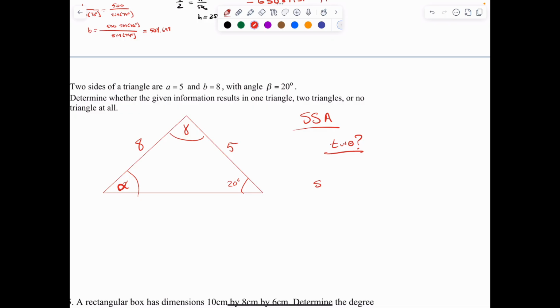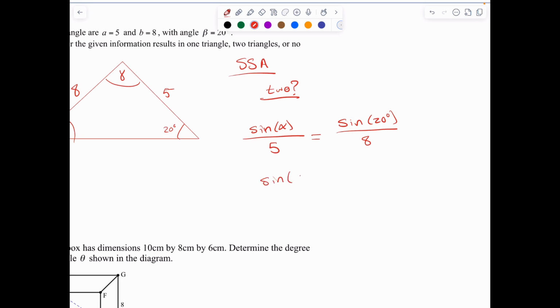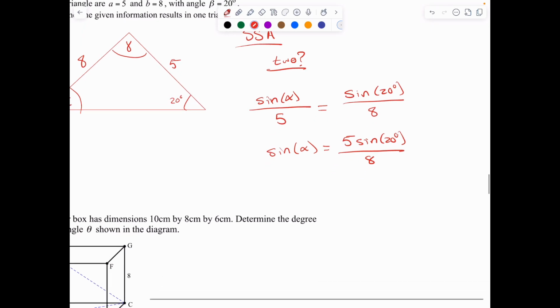So this is going to be the sine of alpha. It's with this first calculation that you'll be able to tell whether or not there's 1, 2, or 0 triangles. So you do this first calculation, and we end up with the sine of alpha is equal to 5 sine of 20 over 8. So I'm going to need to go ahead and compute this. Give me a sec here.